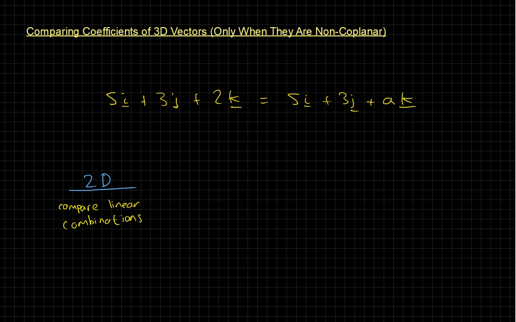Let's say compare the coefficients of linear combinations. By the coefficients, I'm talking about the number just in front of the vector. For example, for 5i, it's 5. So to compare the coefficients of linear combinations, the vectors must not be collinear. In other words, in a line.